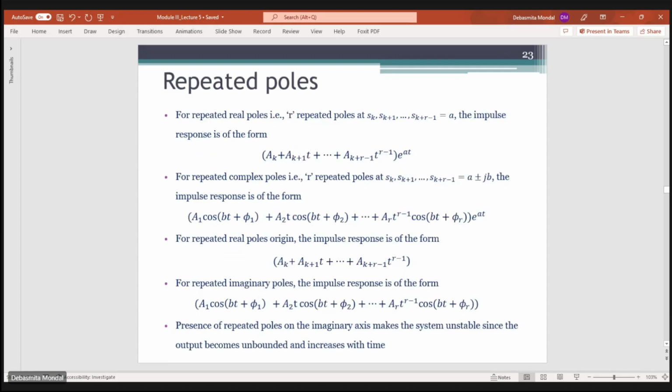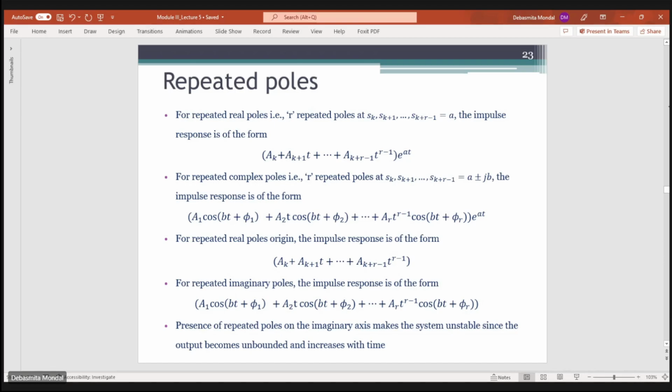Now, till now we have seen single poles at different positions. The system might also have repeated poles, that is, multiple poles at one position. So in case you have repeated real poles, say r poles repeated at s equals minus a or s equals a, then the impulse response will be modified and it will be given by an expression like this.